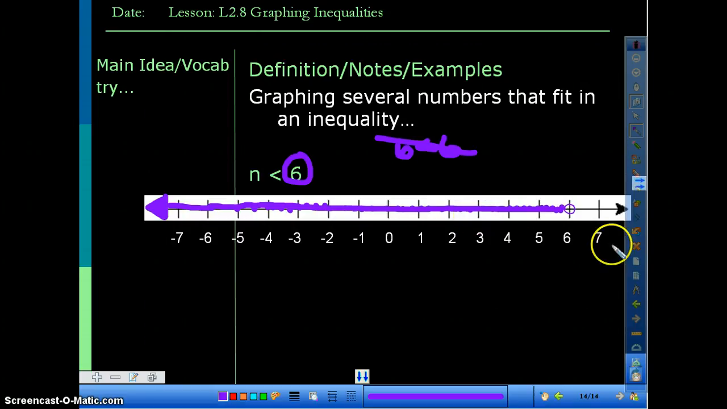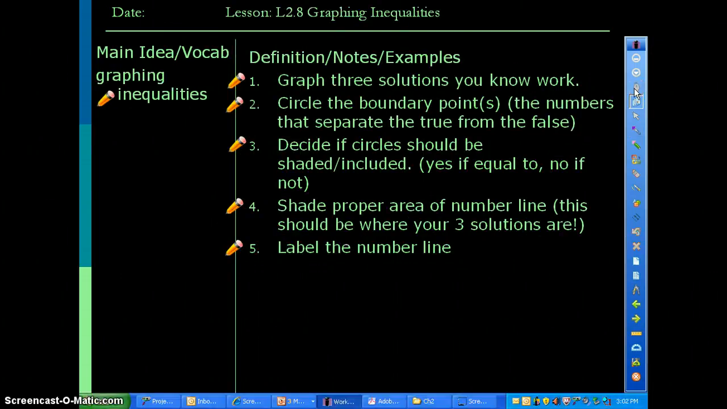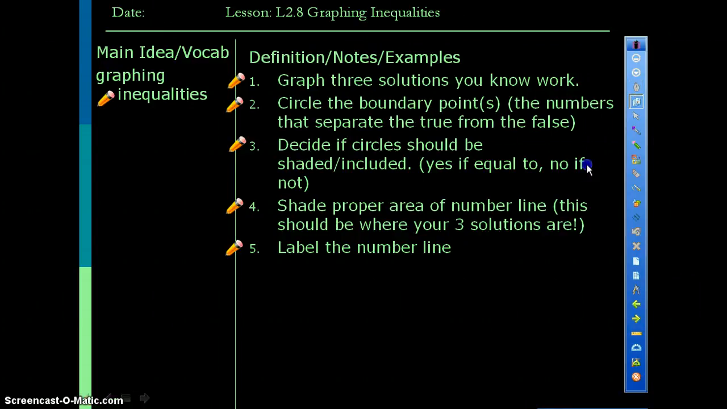And last but not least, we give the number line a label. It goes on the lower right hand side here. We are identifying possible values for n on this number line. And that's it. So this is using an example that we've already done. I did not require you to write this down, but we're going to go ahead and take a look at a couple that you should write down now.